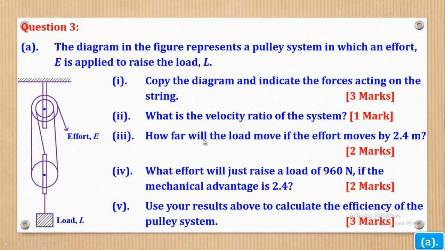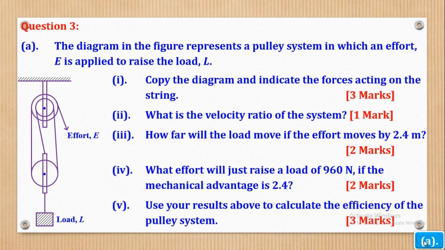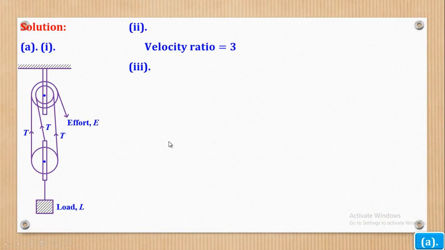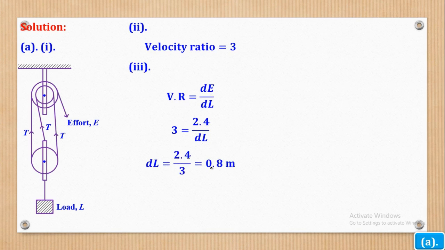Roman 3 says, how far will the load move if the effort moves by 2.5 meters? So we have the effort distance and the velocity ratio. We can substitute that velocity ratio is equal to effort distance over load distance. So when I substitute for velocity ratio and effort distance, I'll remain with load distance as the only unknown. So when I make it the subject, it will be 0.8 meters. So that was Roman 3. Now we shall go to Roman 4.